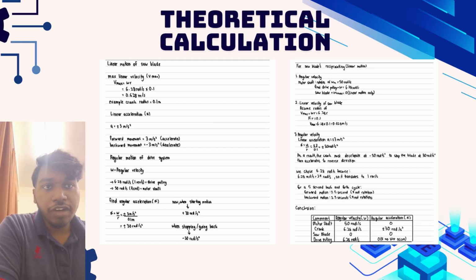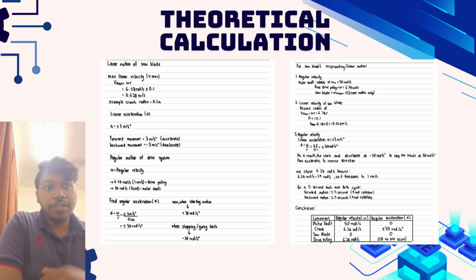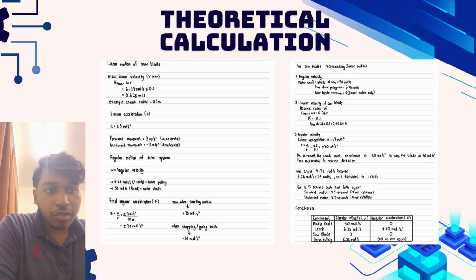And now to find the angular acceleration of the crank. This one is actually quite hard, but we found out eventually. So the angular acceleration a equals 3 over 0.1, where 3 is the acceleration and r is the radius. So 3 over 0.1 equals 30 radian per second square. That's the angular acceleration of the crank.